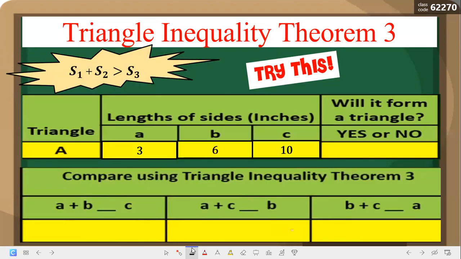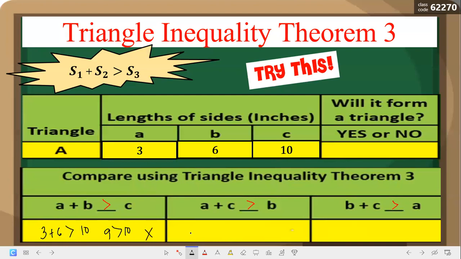Sige, another one. So i-substitute ko na lang agad. So A is 3, B is 6, C is 10. So we have 3 plus 6 greater than 10. So that is 9 greater than 10. Is 9 greater than 10? No.